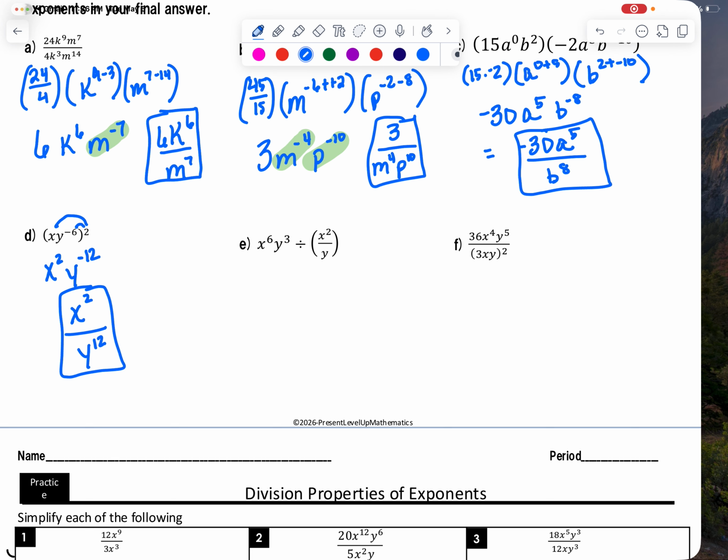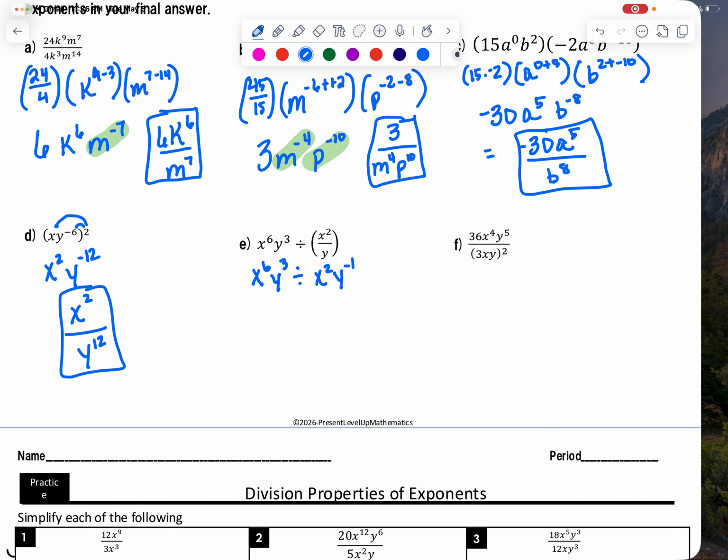All right. Problem E, we have x to the 6, y to the 3, divided by x squared over y. Now, I'm going to rewrite this problem to make it a little bit easier. X squared, y cubed, don't need to do anything to that. But this x squared over y, I'm going to rewrite it by taking the y up to the numerator. So to do that, you would have to change the sign. So instead of y being to the positive 1, it would be to the -1.